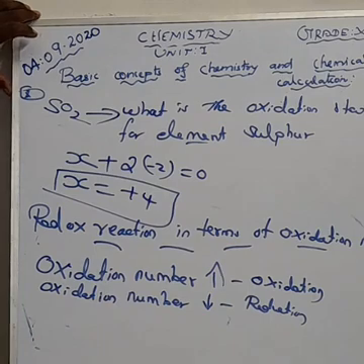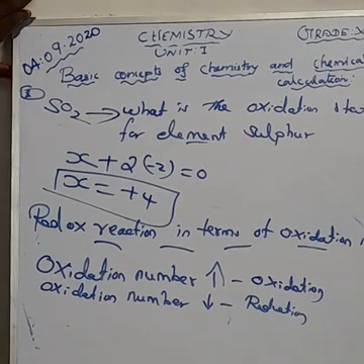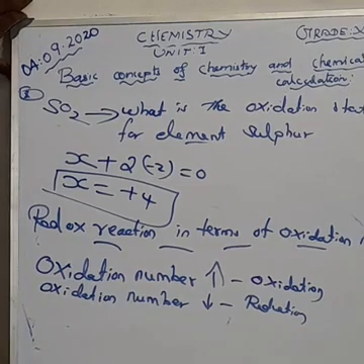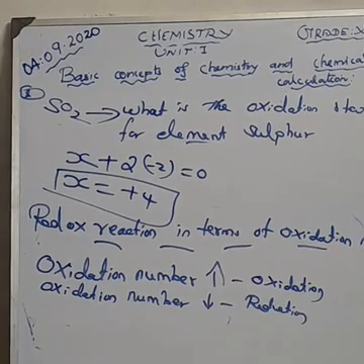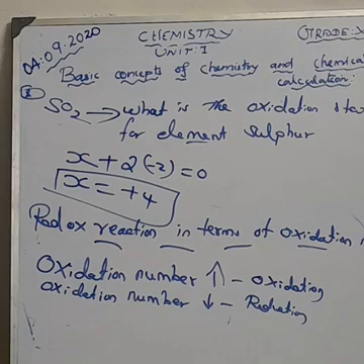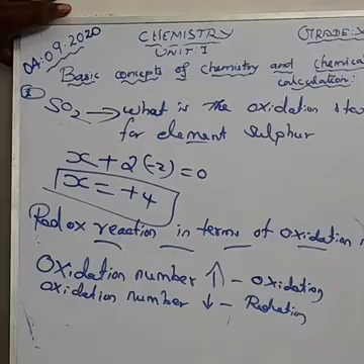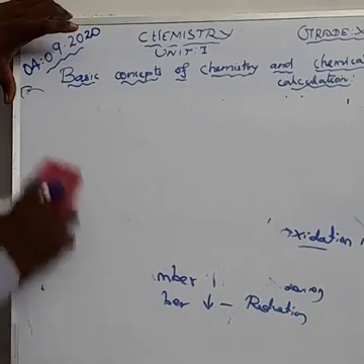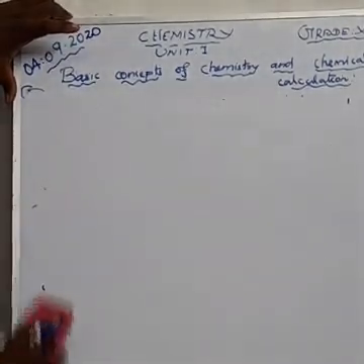Okay. How can we explain redox reactions in terms of oxidation number? We are taking one equation. What is the equation? Potassium permanganate reacts with ferrous sulfate in the presence of sulfuric acid. We get potassium sulfate, manganese sulfate, ferric sulfate and water. Okay, this is one of the reactions. Let us begin to discuss how the reaction is going on.